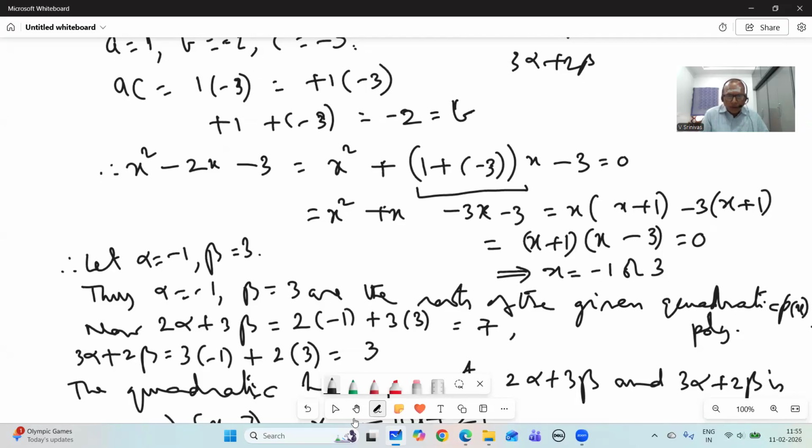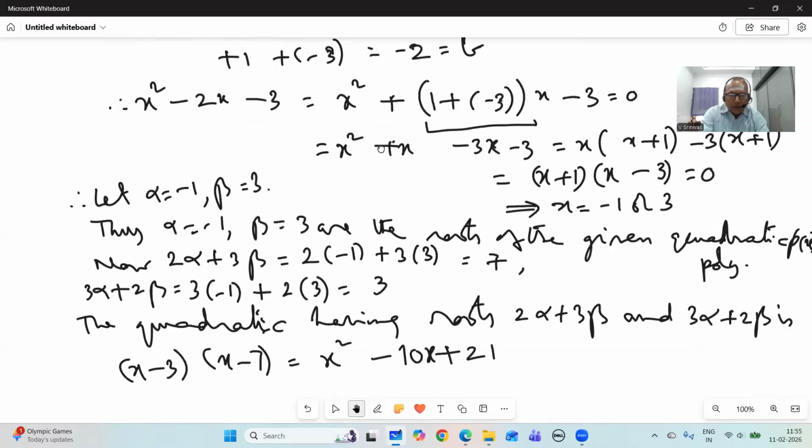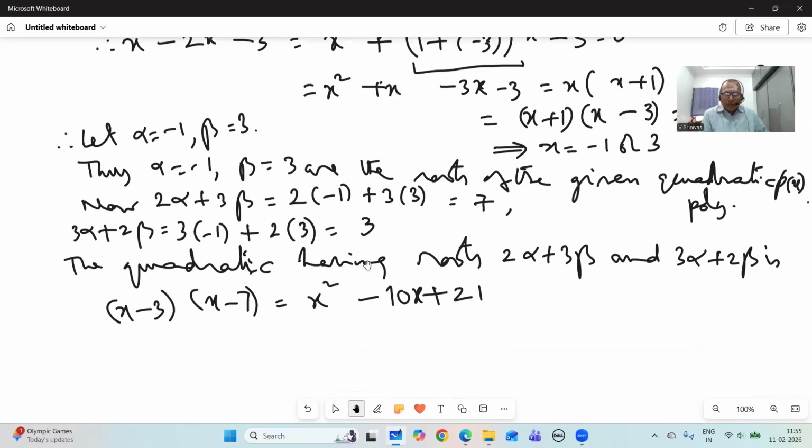Right? So how can you find this? You subtract 3 from x, you get x minus 3, and you subtract 7 from x, you get x minus 7. These are linear polynomials. You multiply them, you get a quadratic polynomial. And for this, roots will be, when this is 0, x equal to 3, and when this is 0, x is 7. Means for this, roots will be 7 and 3, means roots will be 2 alpha plus 3 beta and 3 alpha plus 2 beta. Okay.